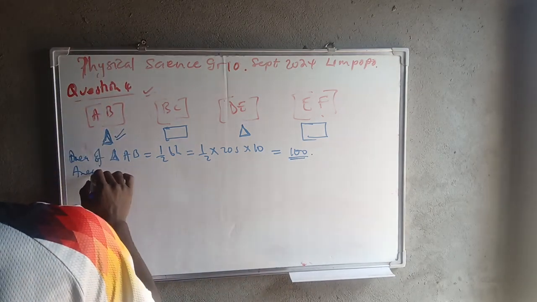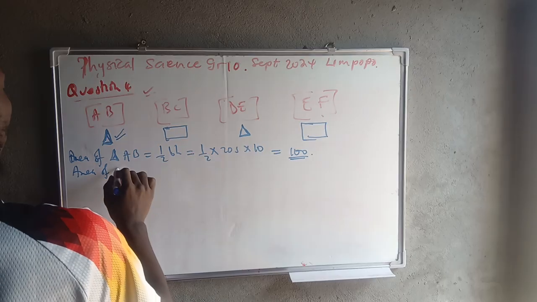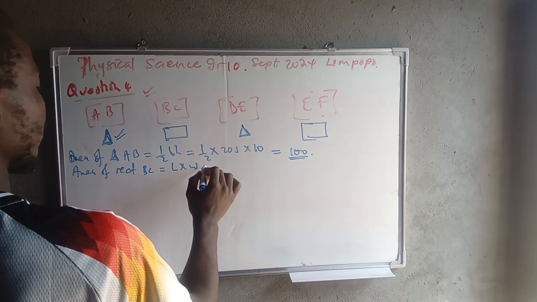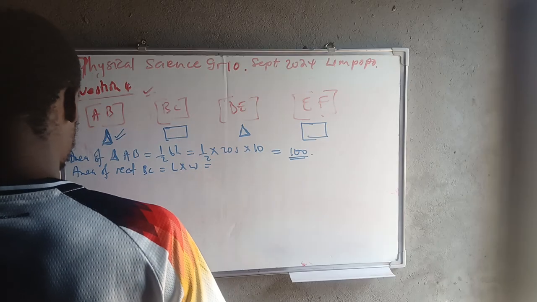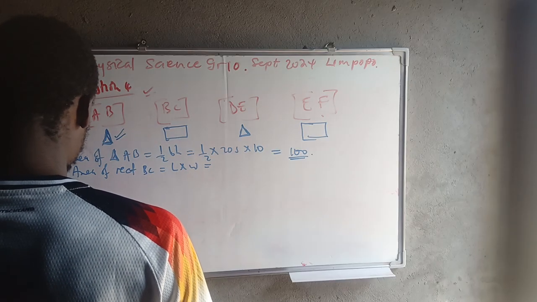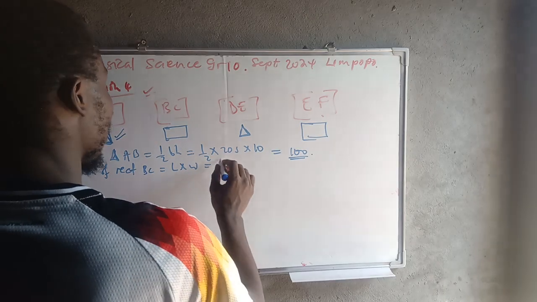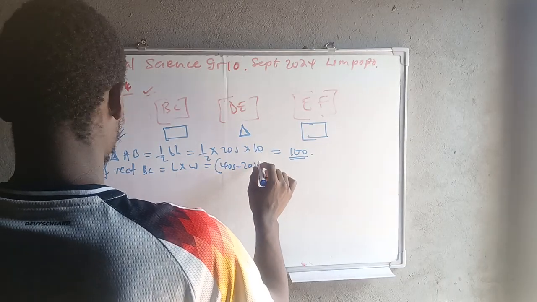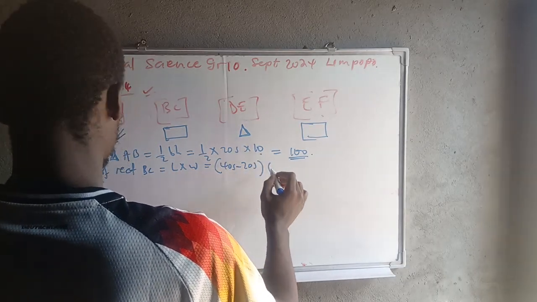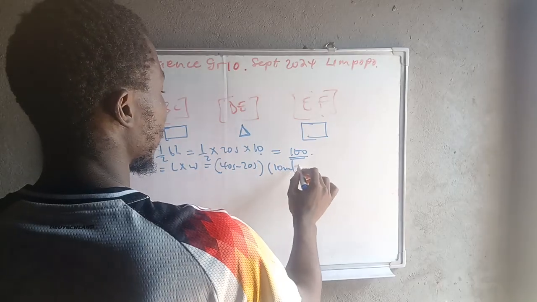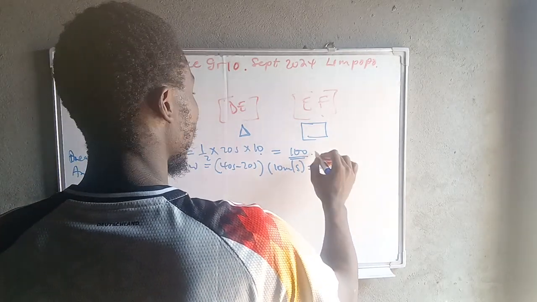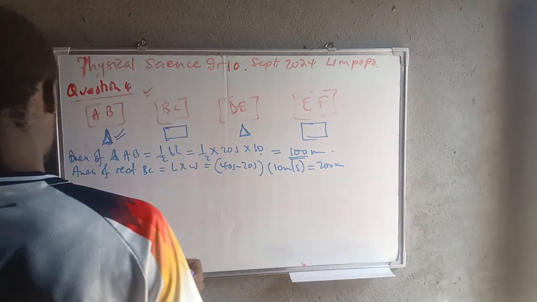Then the area of BC. Now we are on a rectangle, so the area equals length times breadth. So we're going to say 40 seconds minus 20 seconds, times 10 meters per second. That means you're going to get 200 meters.